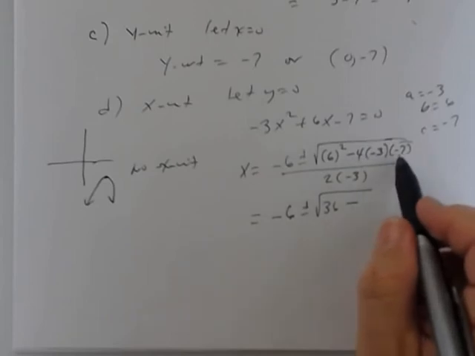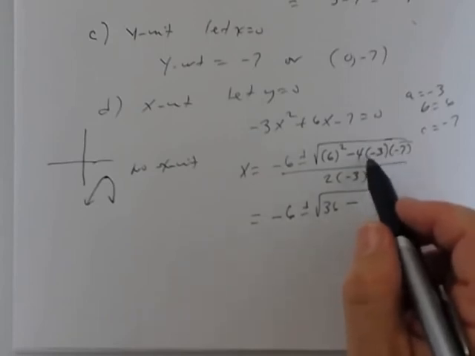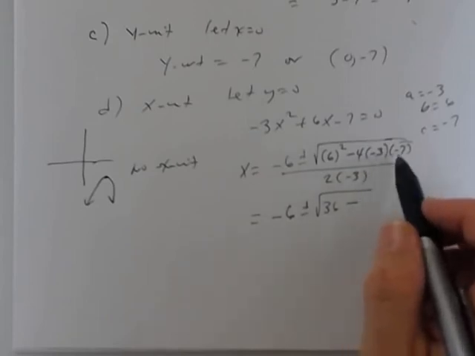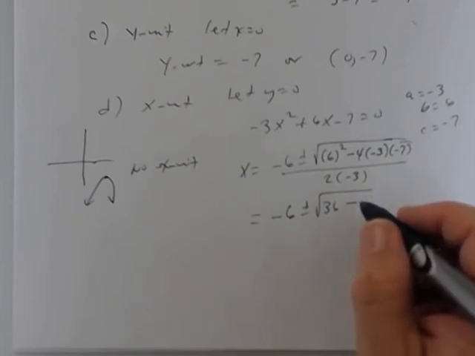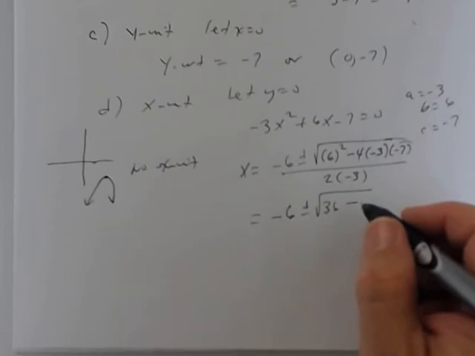What's 4 times 3 times 7 in your calculator? 4 times 3, well, 12. 12 times 7 is... use your calculator. 12 times 7. What's 12 times 7? 84?